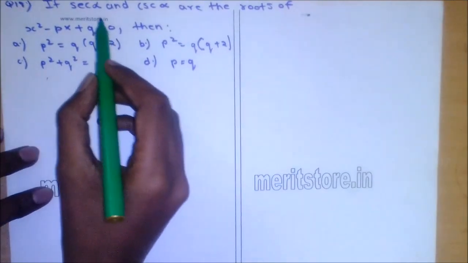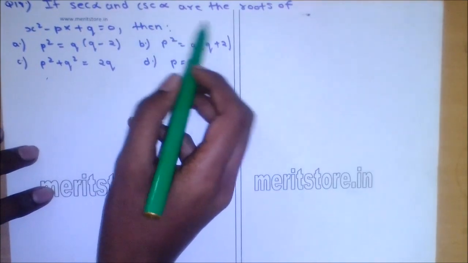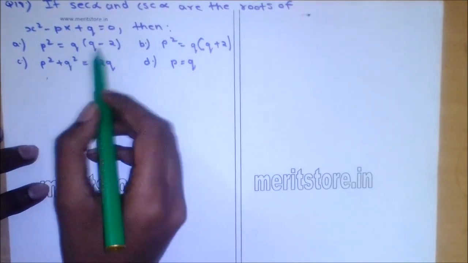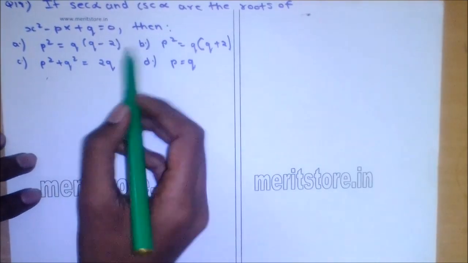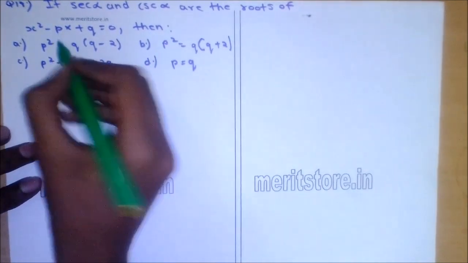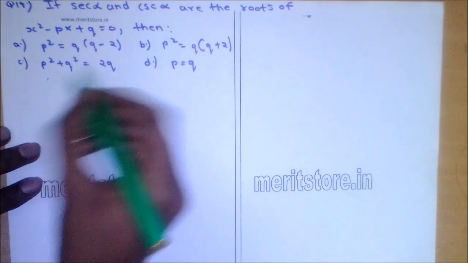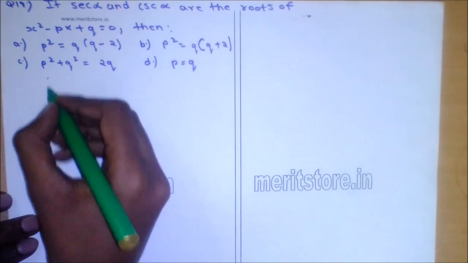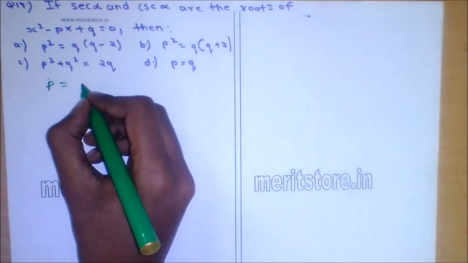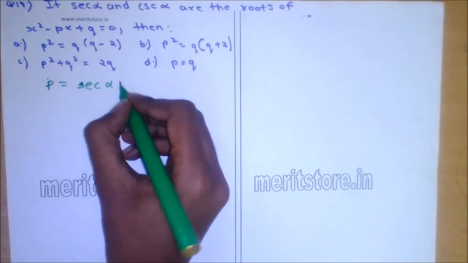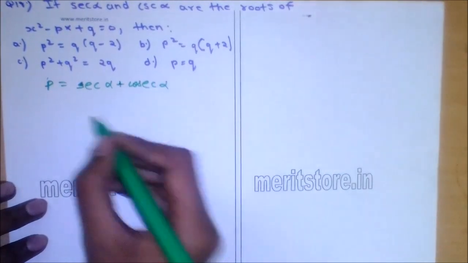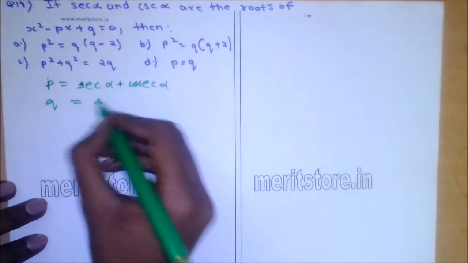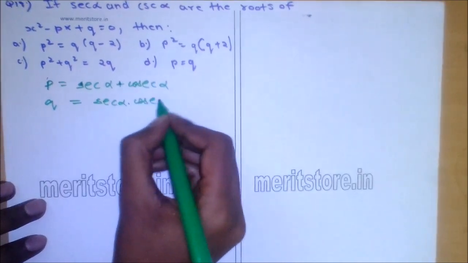So the question is, if sec alpha and cosec alpha are the roots of x square minus px plus q equals 0, then we have to determine the relation between p and q. So these are the options. So now p is the coefficient of x. So since sec alpha and cosec alpha are the roots of the equation, we can say that p is the sum of the roots, that is sec alpha plus cosec alpha, and the term q is the product of the roots, that is sec alpha into cosec alpha.